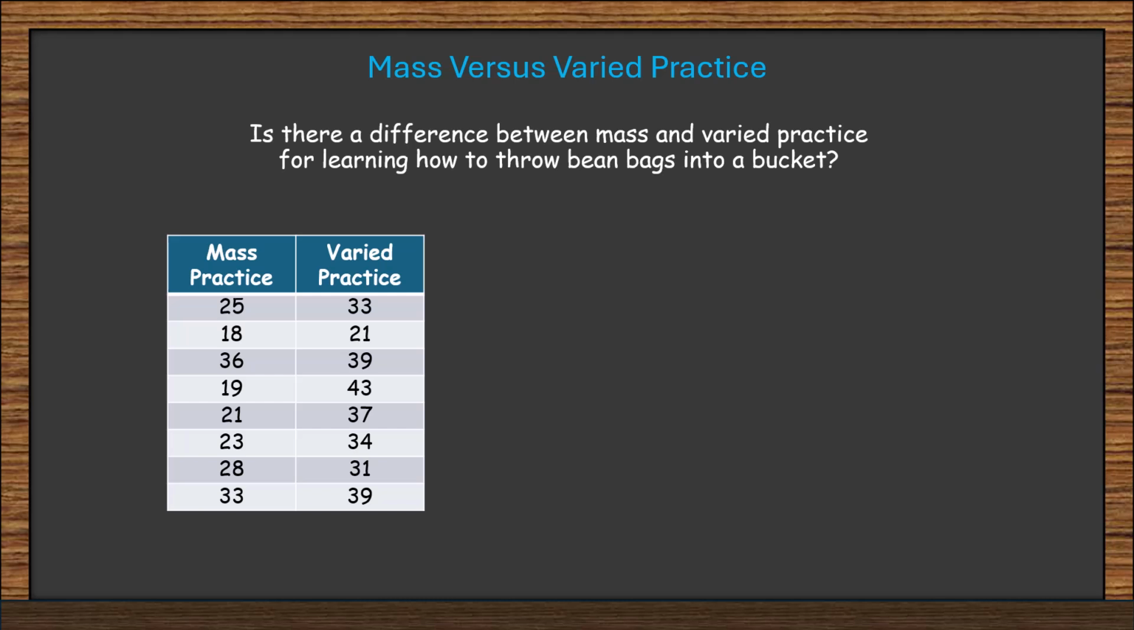Let's suppose we have some hypothetical data where we have 8 participants in each group. We're going to need some descriptive statistics in order to calculate the t-statistic. For example, we're going to need the mean of each group. I will arbitrarily call mass practice group 1, and the mean for this group is 25.38. And the mean for the varied practice group, group 2, is 34.63. We're also going to need the variability in each group, and I'm going to use the variance. Variance in the first group is 42.55. And the variance for the second group is 45.13.